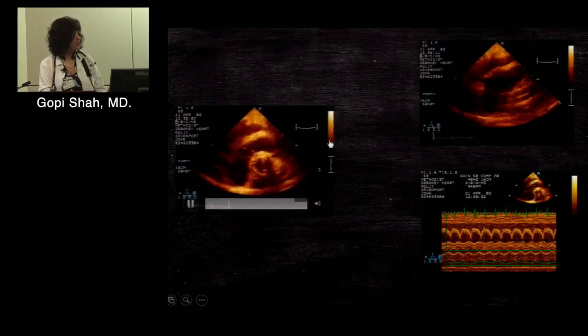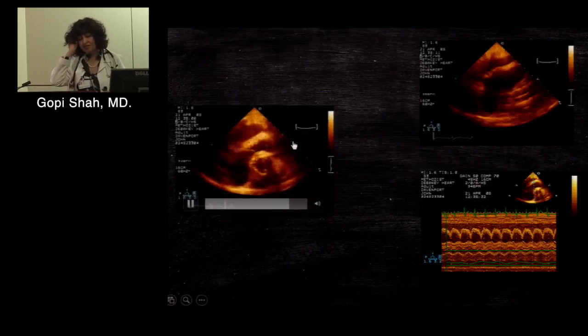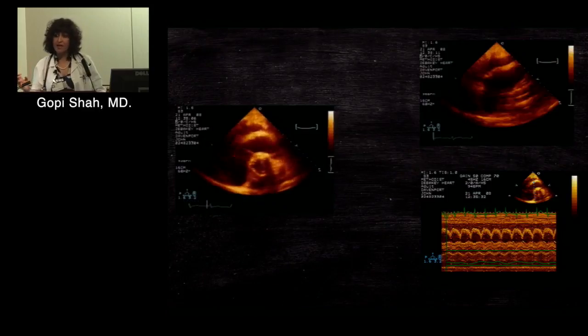Again, multiple views demonstrating this. Again, this is the RVOT. Remember, sometimes you may not see RV free wall collapse, but you may see RVOT collapse. And that is because it is a very thin-walled, low-pressure segment. So you will easily see it collapse.